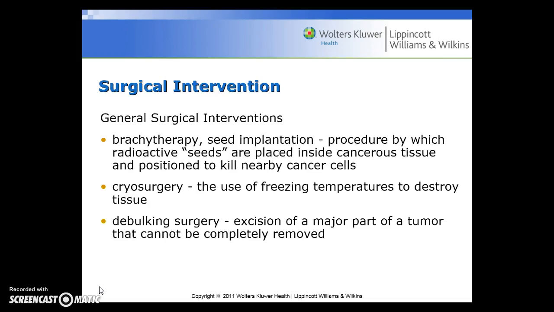Some general surgical interventions. Brachytherapy, or seed implantation, is a procedure where radioactive seeds are placed inside a cancerous tissue and positioned to kill nearby cancer cells. Cryosurgery is the use of freezing temperatures to destroy tissue. Debulking surgery is the excision of a major part of the tumor that can't be completely removed.